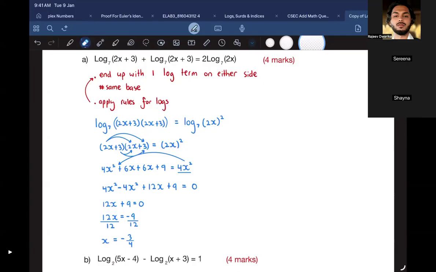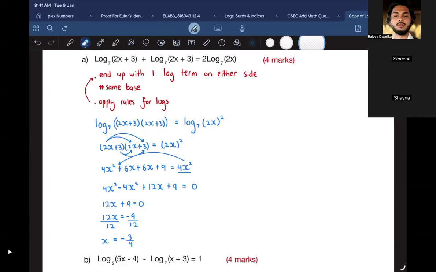But you said it was invalid. Yeah, I don't know what was going through my head. I was doing all these questions when I was very tired. No, no, I understand why you thought it was invalid, because it's negative and you can't find the log of a negative number.